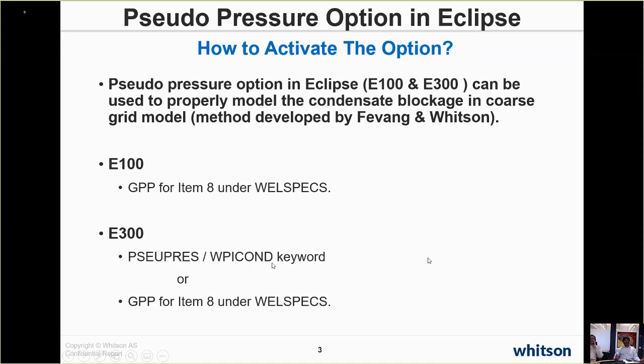So mostly we are running Eclipse 300. Most common is just to give PSEUDOPRESS one line, and then it will activate the pseudo pressure option for all the wells. We only have to take care that PSEUDOPRESS should be defined before defining any well. Once you go through the keyword, it clearly says you have to enter this keyword before defining any well. If you have defined a well, and after that you give PSEUDOPRESS, then it will only apply pseudo pressure to the wells which come after PSEUDOPRESS.